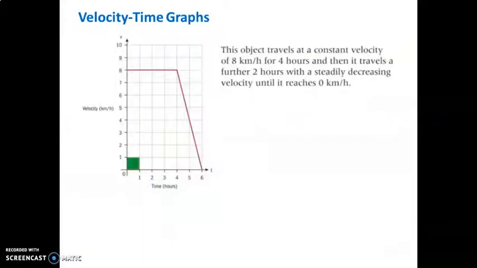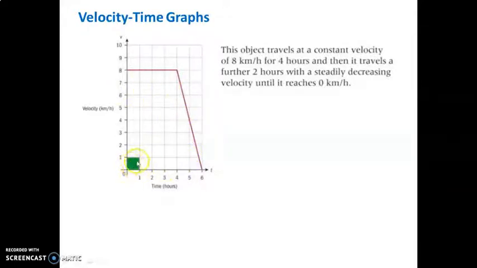Let's get started. So let's begin with a velocity time graph. This graph here represents the velocity of an object over a period of time. We can see time measured on the x-axis and velocity measured here. The object travels at a constant velocity first of 8 kilometers per hour, and it does that for 4 seconds. And then after 4 seconds, the velocity starts decreasing until it reaches a velocity of 0 at 6 seconds. So we can see this steady decline in velocity. Okay, that's what the graph shows.